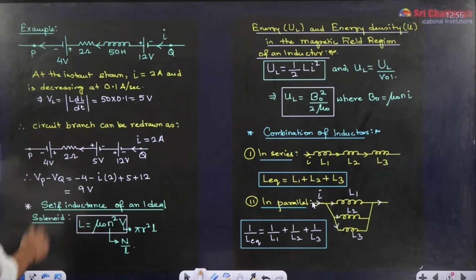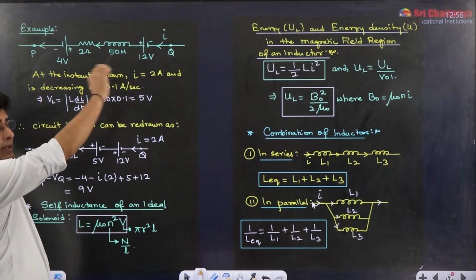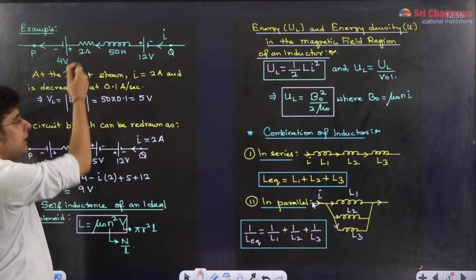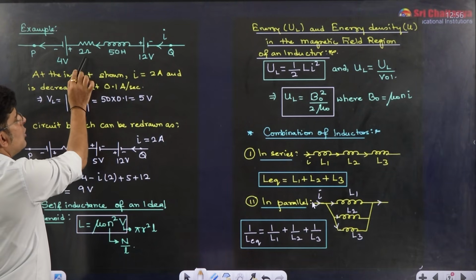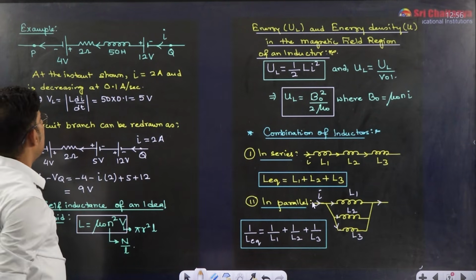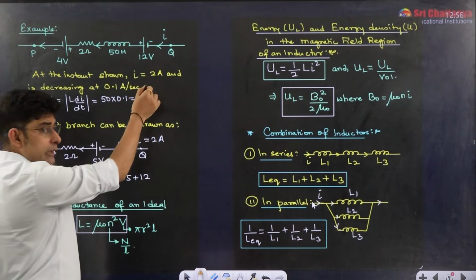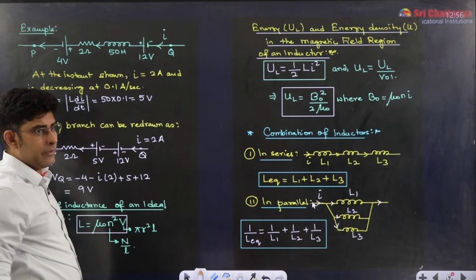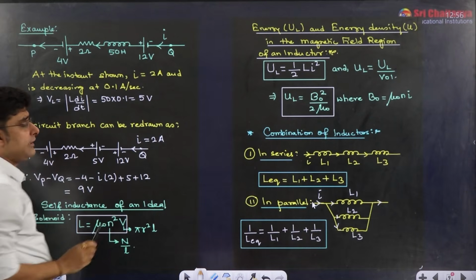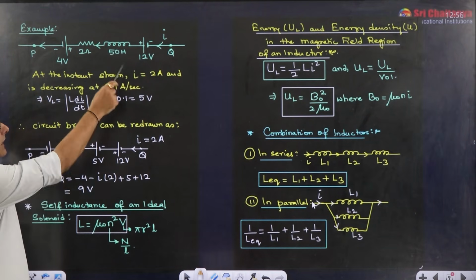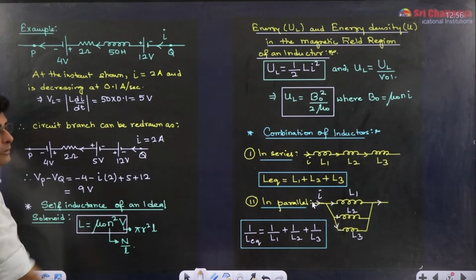Next, an example. We can see a branch of a circuit, a part of it between points P and Q, where current I is shown flowing left side. There is a 4 volt battery and a 2 ohm resistor, a 50 Henry inductor and a 12 volt battery, arranged as shown. At the instant shown, the current is 2 ampere and decreasing at a rate of 0.1 ampere per second, going left side. First, directly find VL. The inductor will behave like a battery whose EMF is mod of L di by dt. L is 50, di by dt is 0.1, so it becomes 5 volt.